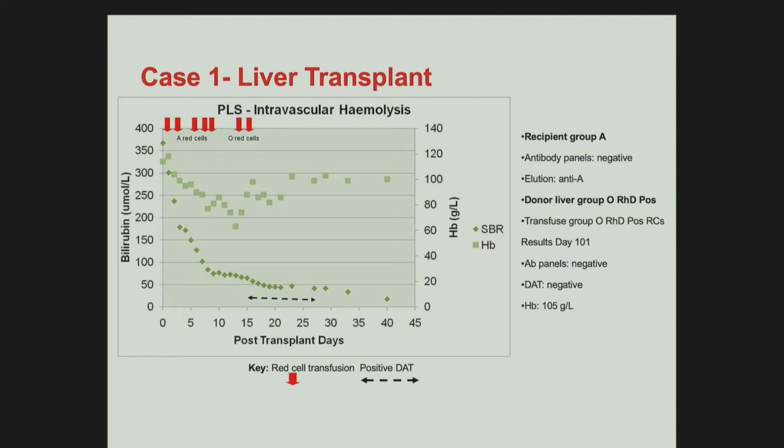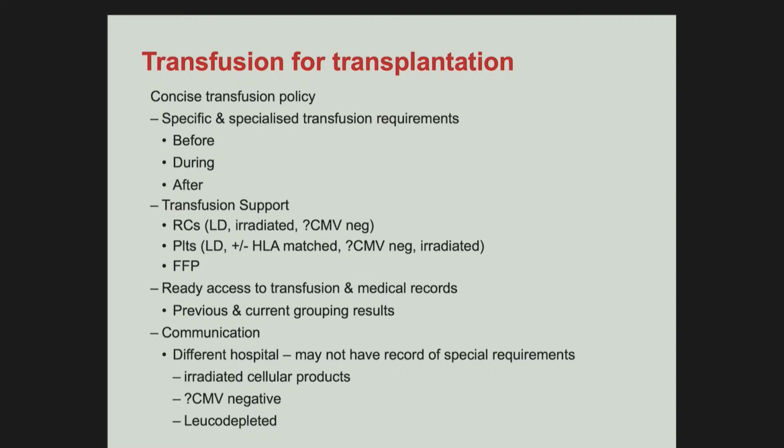He presented with falling hemoglobin, no history of bleeding, and group mismatch. He was originally an A, but in his reverse group, his plasma was reacting against A red cells as well. DAT was positive for a period of time, and anti-A was eluted from his circulating red cells. He was transfused group O red cells. At day 101, antibody screens were negative, DAT was negative, hemoglobin was 105, and he was fine.